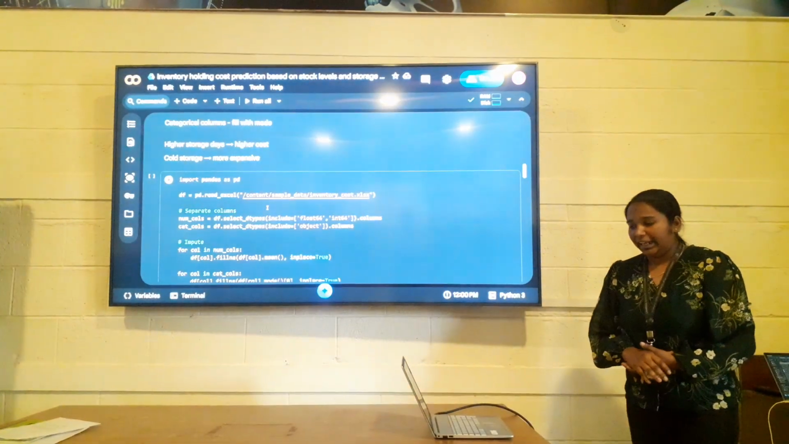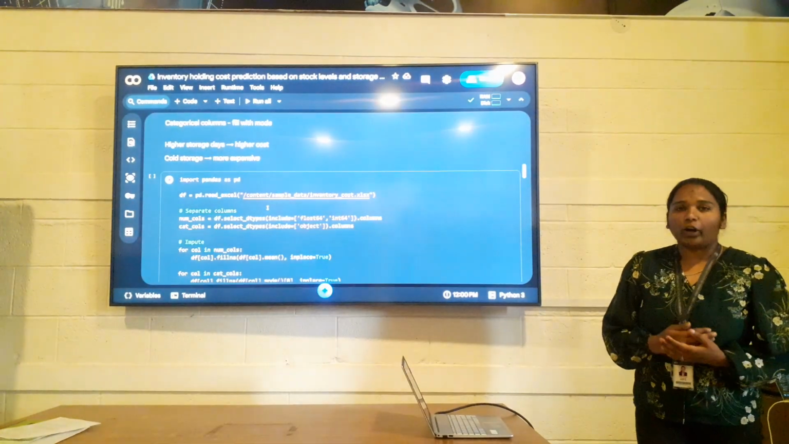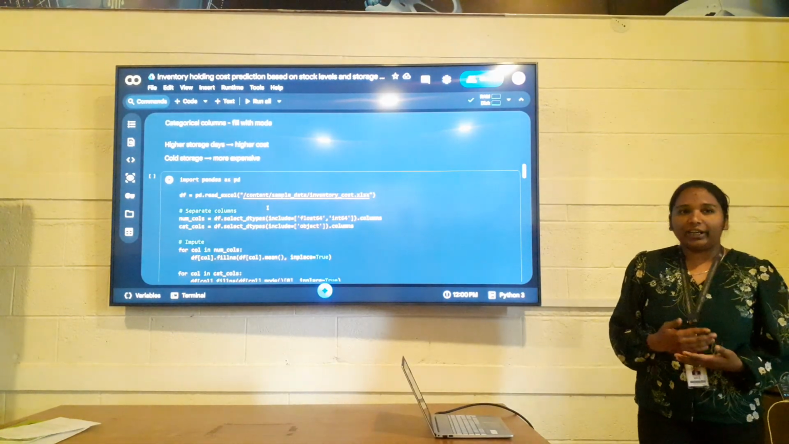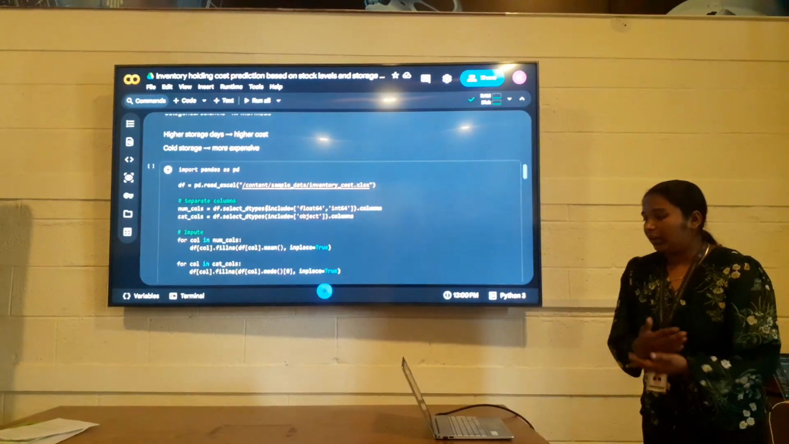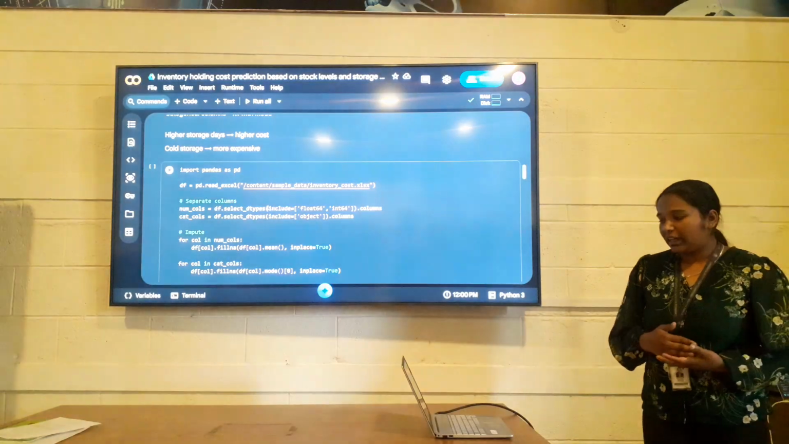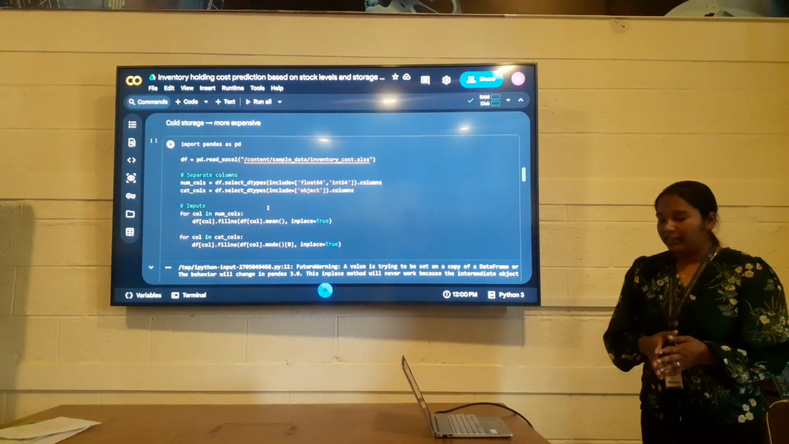The next step is EDA, exploratory data analysis, where the model will be able to train based on the patterns identified in the dataset. In the patterns, we can see that if the stock stays for more storage days, it will cost more, and if it is stored in cold storage, it will be more expensive.